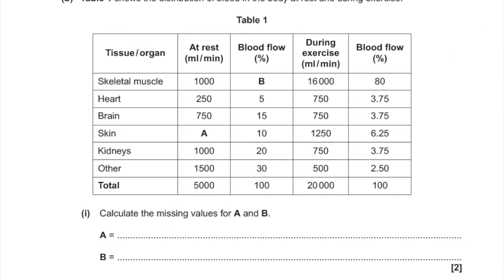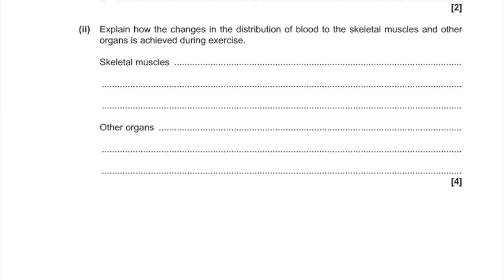So all we need to do is just put in the missing value, and I would recommend with the 5,000 putting millilitres next to it and putting a percentage next to the other, so we're clear with the number that we're using. And then explain how the changes occur.